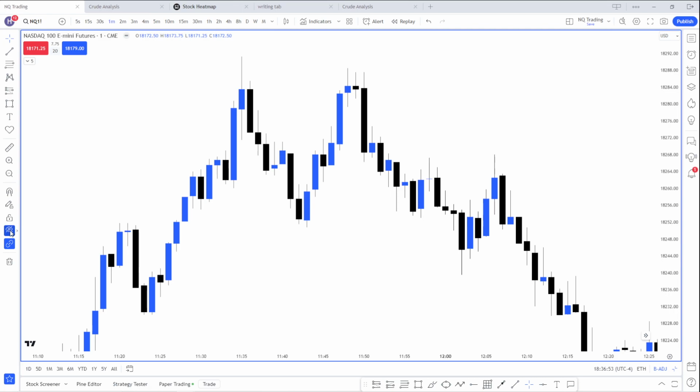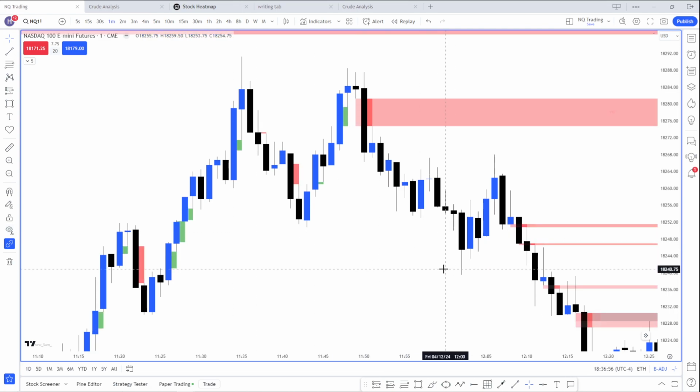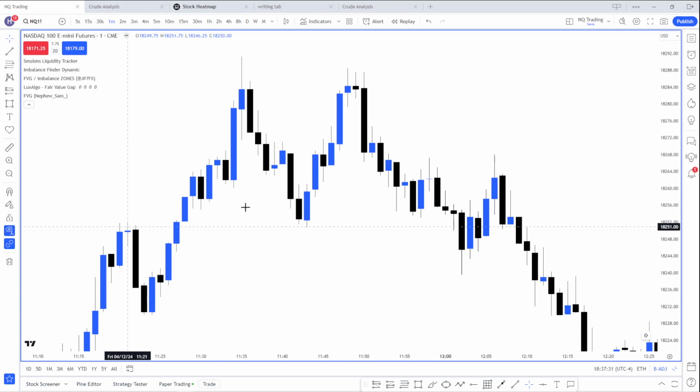I do have an indicator here. I'm going to click it on, and that's a fair value gap indicator. It will show you where the fair value gaps are. I actually have 3 of them on here. One of them is FVG imbalance, the second one is Lux Algo fair value gap, and the next one is FVG Nephew Sam. But the problem with having an indicator is it can get really busy, and then you lose track of which ones are important. I tend to look for the ones that stand out. This one stands out right here.